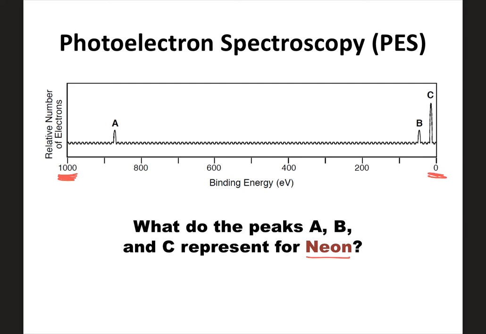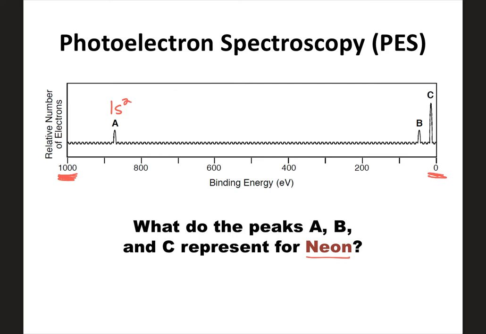So if this is neon, think about the electron configuration for neon. The electrons that are closer to the nucleus take more energy to eject them. So peak A would be the 1s2 peak for neon. And then as you go to the right, this is taking less energy to eject these. And notice the pretty big difference here in the energy. It makes sense that these 1s2 electrons for neon take a lot more energy because they penetrate the nucleus more. They're feeling the full effect of the nuclear charge.